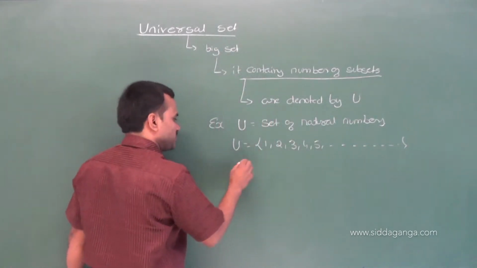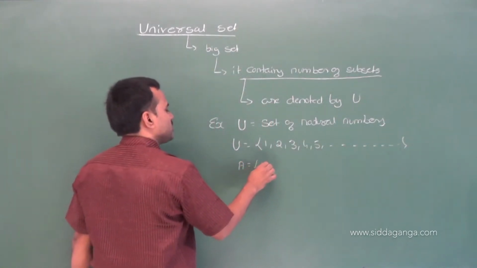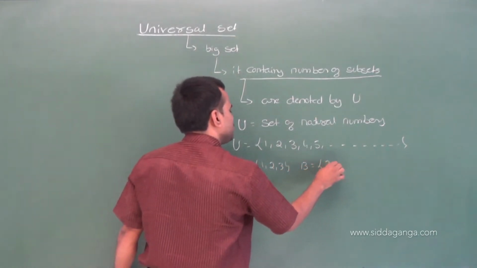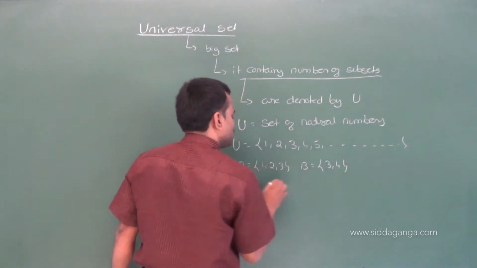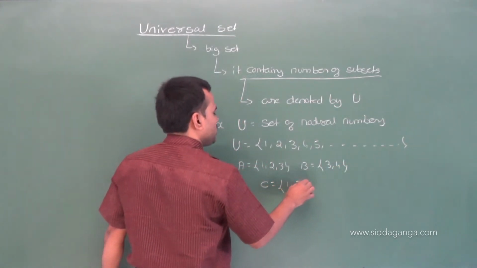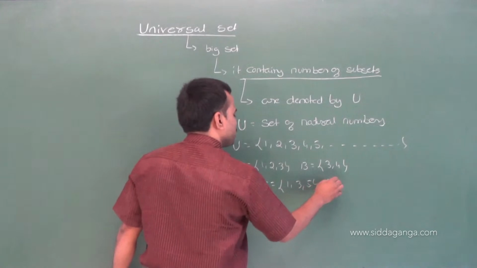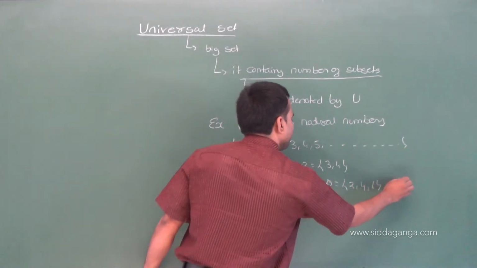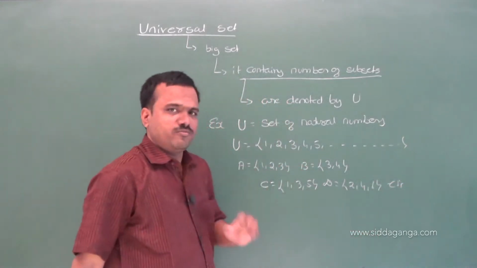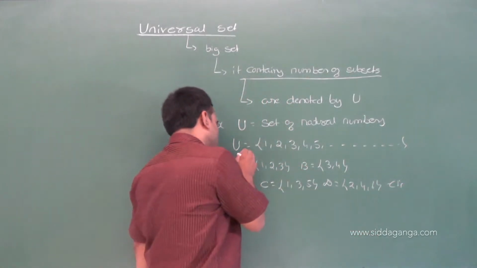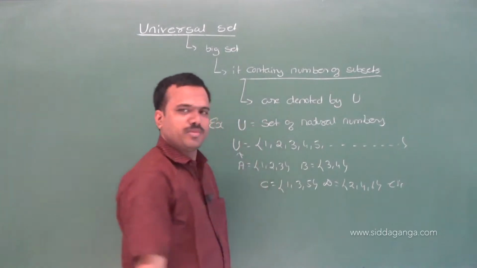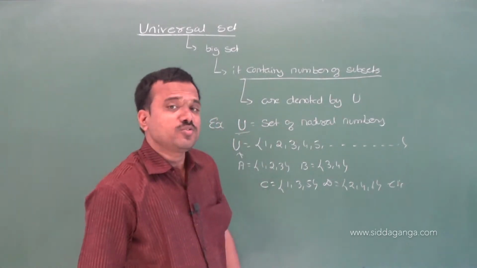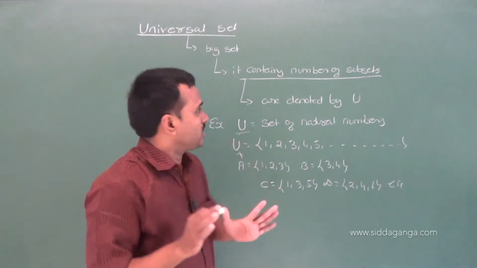Then I write subsets. A, just write 1, 2, 3. B, just write 3, 4. C, just write 1, 3, 5. D, just write 2, 4, 6, etc. We write the number of subsets with respect to the natural numbers. That's why we call it the universal set.